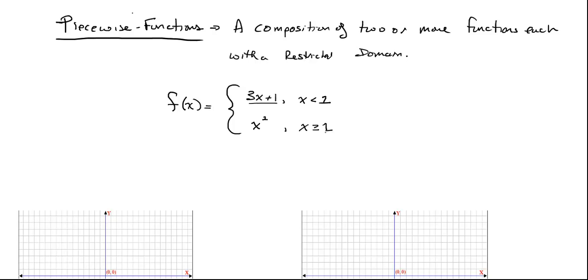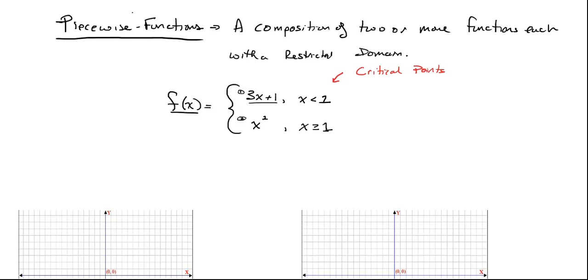So we have two different functions here. 3x plus 1 is a linear function, and function number 2 is parabolic. So in this circumstance, this function f of x is composed of two different functions, each with restricted domains. I always call these values critical points, because they denote where our domain exists, or where the function exists in what part of the domain. So let's go ahead and examine what I mean by that.